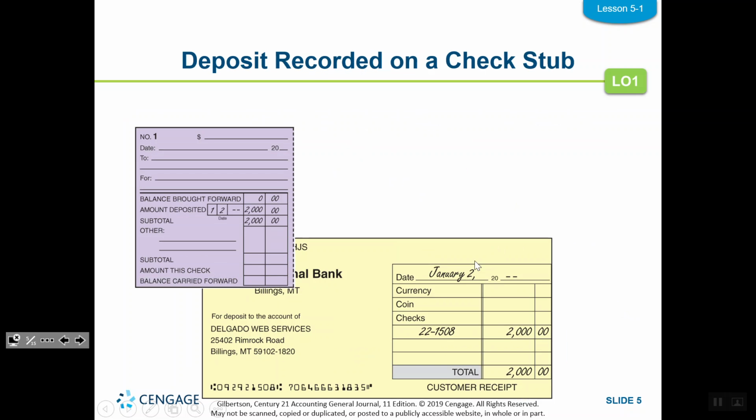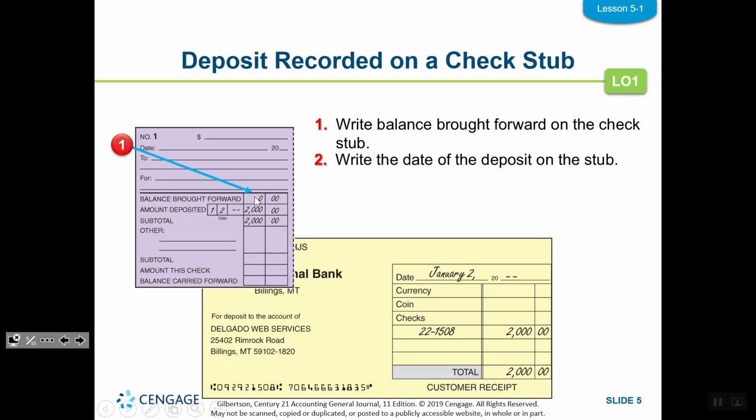So after we do the deposit, we have to record it on the check stub or in a check register, but most of the time with businesses, we're going to use a stub. Okay, so we write the balance brought forward. Since we haven't written a check, we're just opening our checking account, we're going to put 0 here in the balance brought forward. Later on, we'll show you how to calculate the new balances.